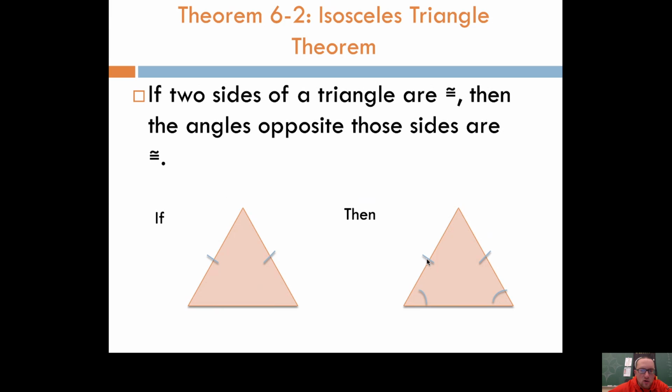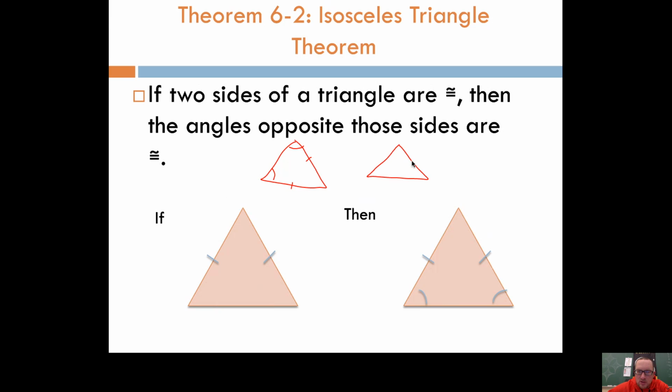So the theorem says across from a side with a mark is an angle with a mark. So if you have a triangle where those two sides are congruent, where would the congruent angles be? Well, those are the legs. This is the base. So these are the base angles.